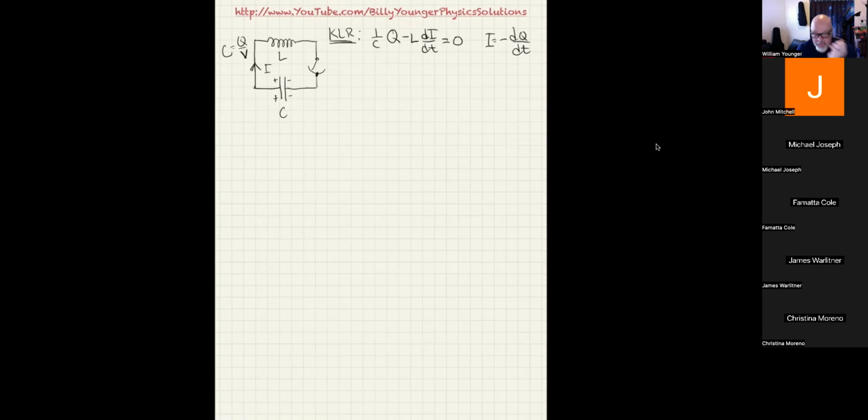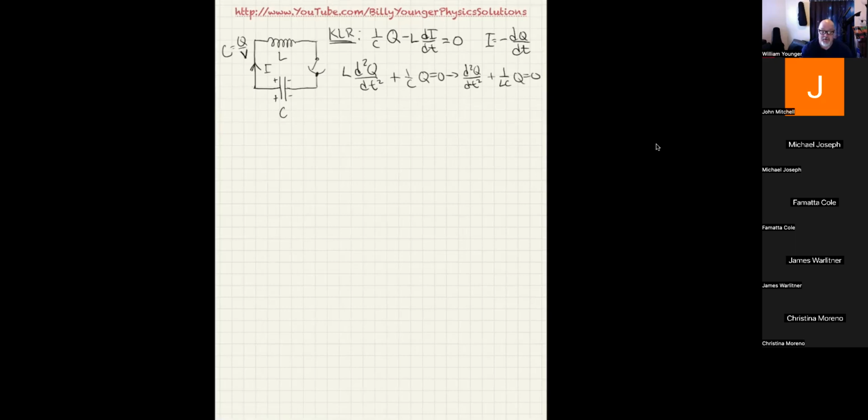Okay. So now I can plug that in, and I'm going to say L d2q over dt squared plus 1 over C times Q is equal to 0, or d2q over dt squared plus 1 over LC times Q is equal to 0.